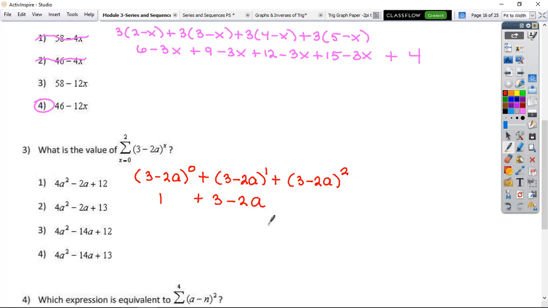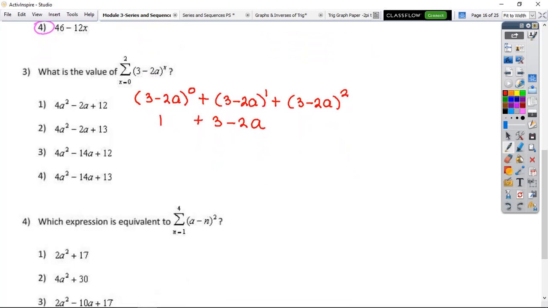And now, I'm sorry, but you got a little bit of work to do on this final one. We got to FOIL this out. So I'm going to multiply 3 minus 2a, 3 minus 2a. Or if you're someone that works better with the box method, you can apply that as well. So this is going to be 9 minus 6a, which is negative 12a, plus 4a squared.